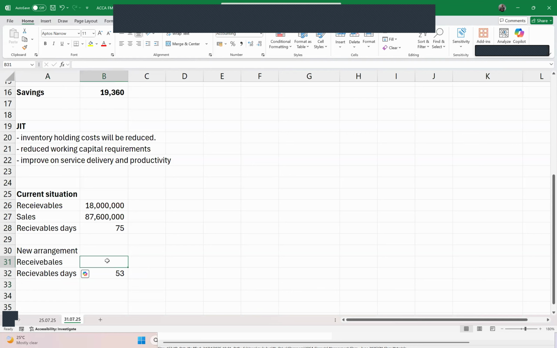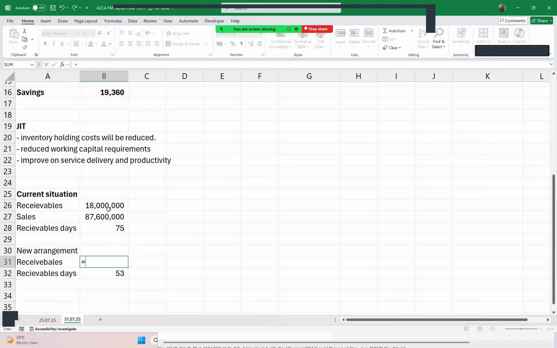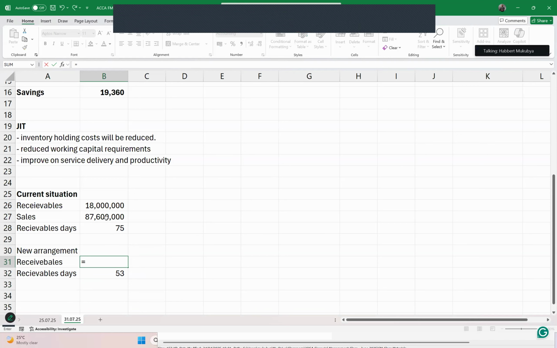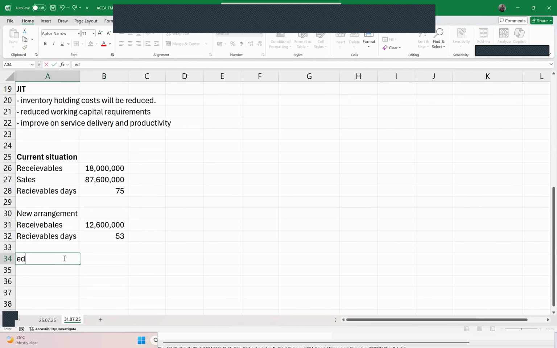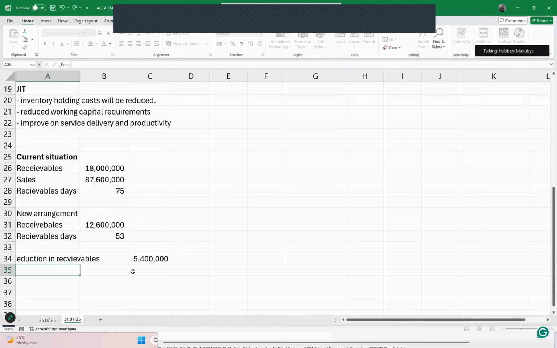Now, what are the receivables for this? Remember here we did this divided by that times 365. So here we are going to say this divided by 365 times the revenue. So which is about 12.6. So there will be a reduction in receivables, which will be basically 18.7 minus 12.6. So this is a benefit of 5.4.